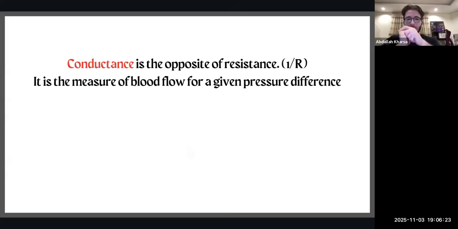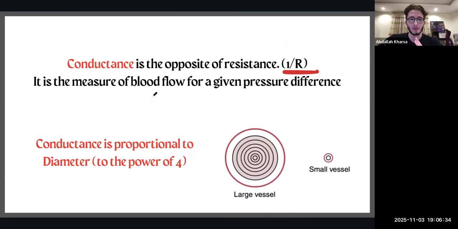So we're going to have some more definitions. The next one is conductance. Conductance is the complete opposite of resistance. The formula for it is literally 1 over resistance. So it's the measure of blood flow for a given pressure difference.